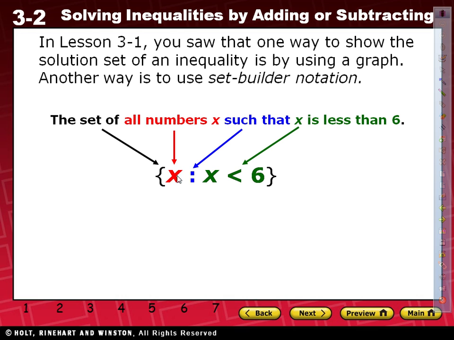So now, what is different? Before, I asked you to write all real numbers, and you wrote this in words. Today we're just switching to symbols. All right, you're just paying attention, please.